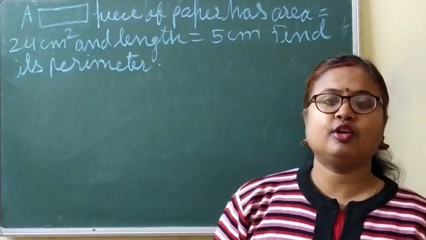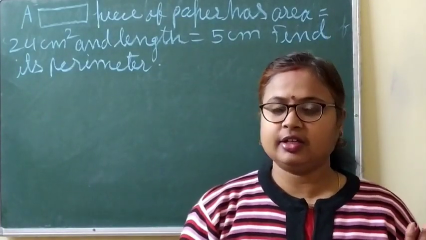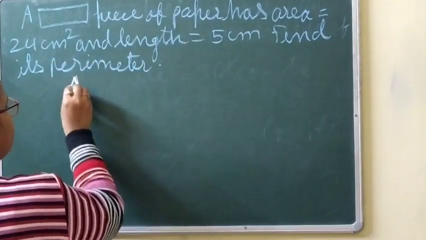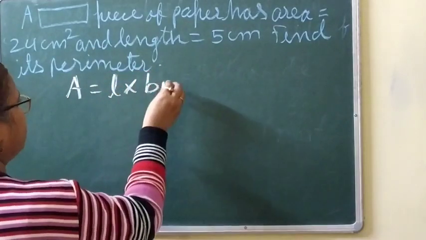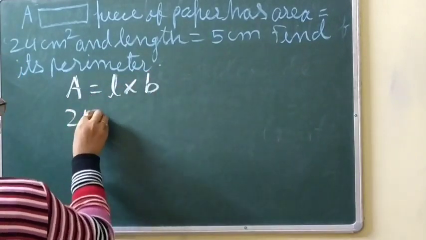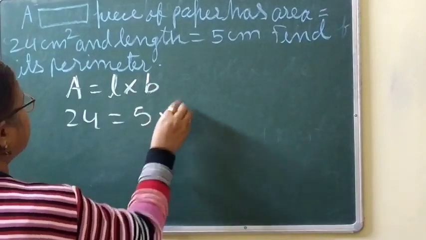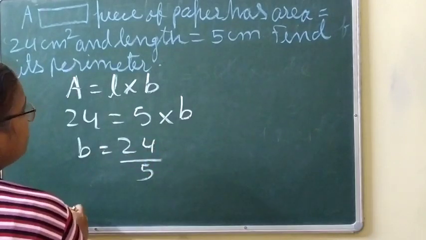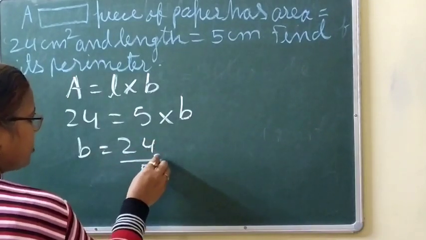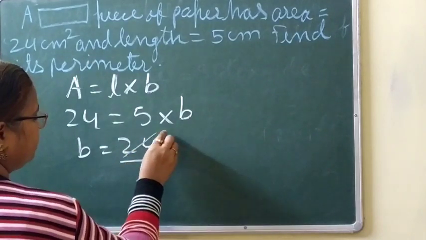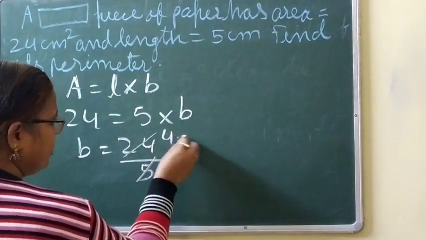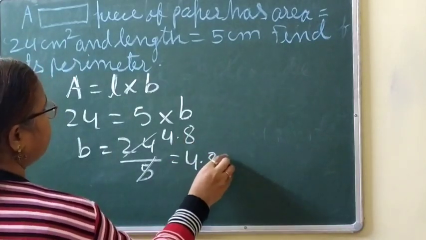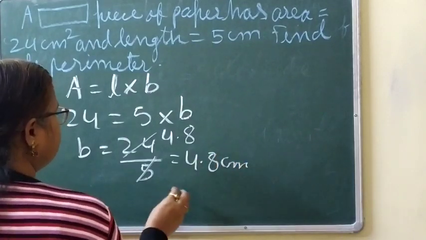What is the formula to find the area of a rectangle? Length into breadth. So here we will write that A is equal to length into breadth. And A is given as 24, length is given as 5, breadth we don't know. So breadth will be equal to 24 by 5. When we divide, 5 4s are 20, then decimal, 5 8s are 40. So 4.8 centimeter. Clear? This will be the breadth.